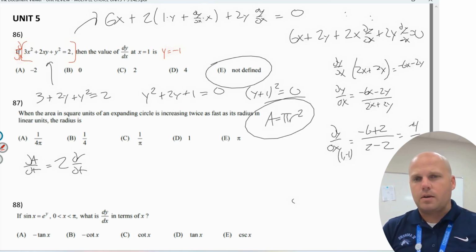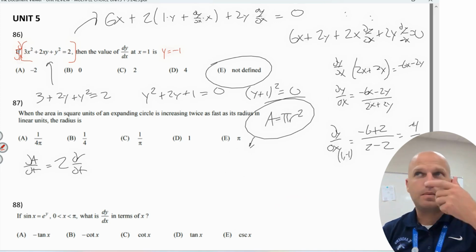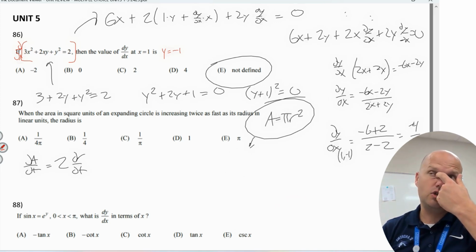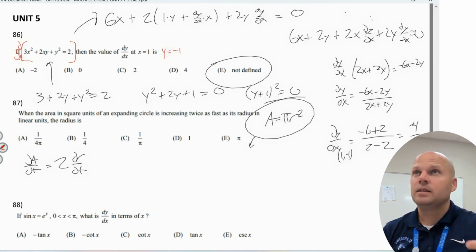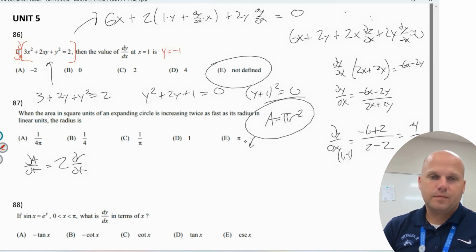Many of you probably are looking for a formula. You have a formula sheet for the AP test, but you should know the area of a circle. But if you ever need it, you can look it up. If you ever need it, just ask me too for the midterm.